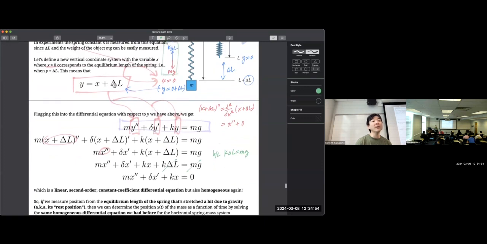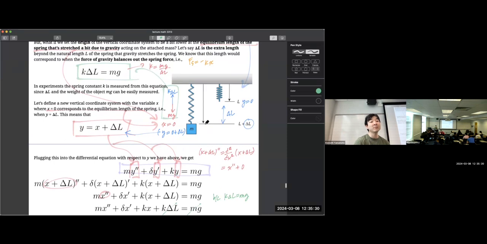And so now with the coordinate transformation, where we made this change, the original equation with respect to y was non-homogeneous, and now with respect to the new coordinate system x it has become homogeneous. So you could now solve this homogeneous equation, but your solution, the position of your object as it oscillates, will now be with respect to the equilibrium position. So it'll be with respect to this being the 0 position. That means if you took this mass and just attached it to the spring, it'll just naturally stretch to some amount.